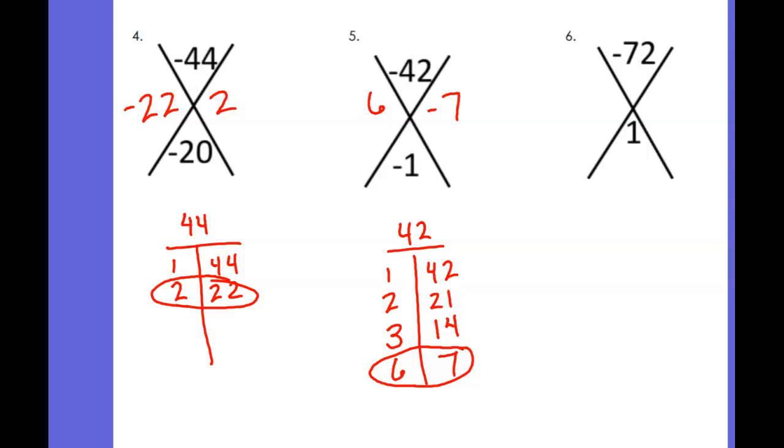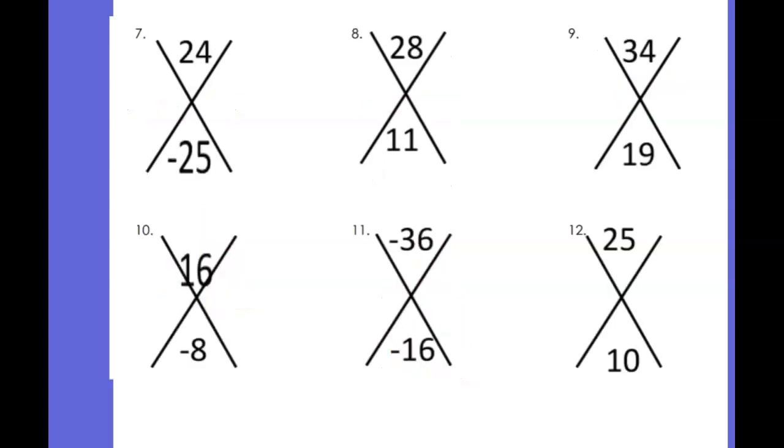Now, 72. You can do the same thing, but maybe you'll think 8 times 9 is 72. We want it to be positive, so it's going to have to be negative 8 and negative 9. Okay, so you can go ahead and try the next 6 right here. I'd pause the video and then check it. Okay, I'll give you the answers here.